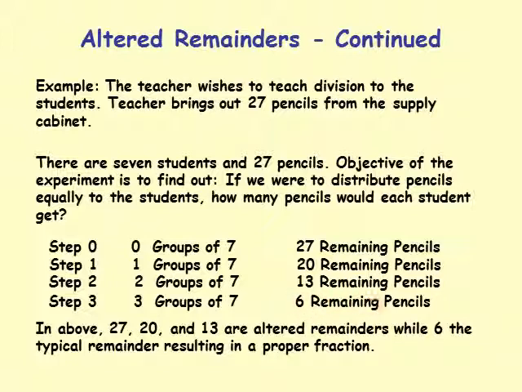Let's see where the altered remainders come in. In the above, 27, 20, and 13 are altered remainders. 6 is our usual, nominal or typical remainder. If I use 6 as a typical remainder, that would give me a proper fraction of 6 divided by 7. If I use the other, altered remainders, I would get improper fractions in the remainder column. Okay, let's continue.